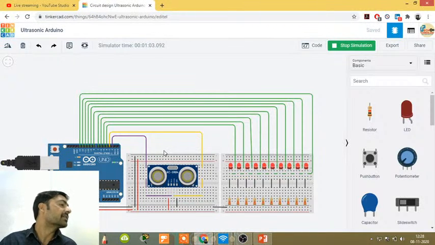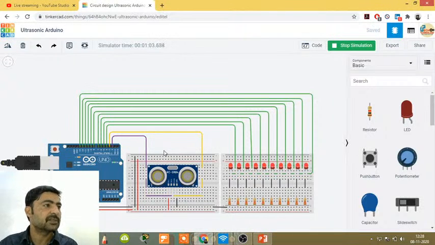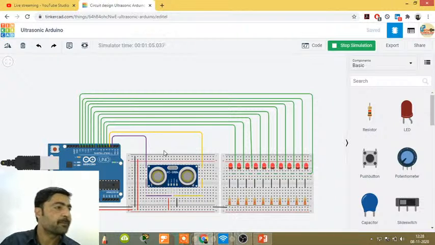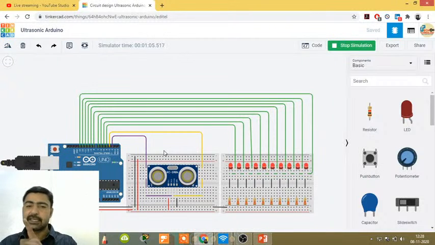Let me check the audible range of frequency for human beings. The audible frequency range for the human ear is 20 hertz to 20 kilohertz. So this is the frequency range which our ear can listen to.